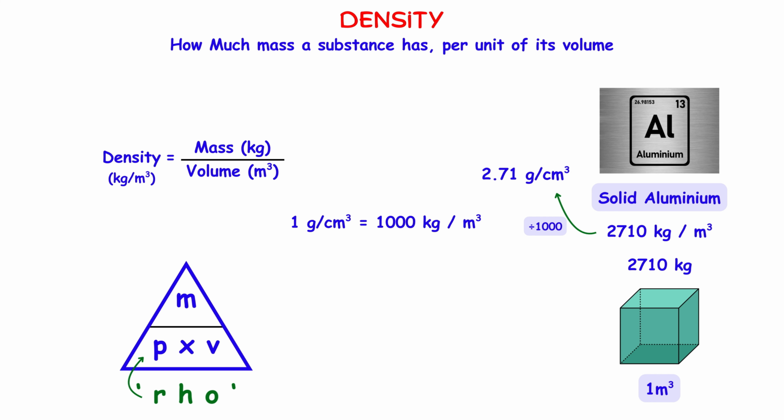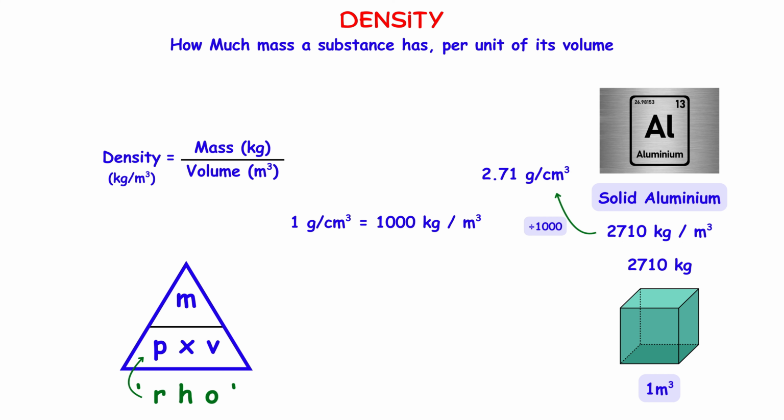For instance, let's consider solid aluminium, which has a density of 2,710 kilograms per cubic meter. That means if we had a solid block of aluminium measuring 1 cubic meter in volume, it would have a mass of 2,710 kilograms.